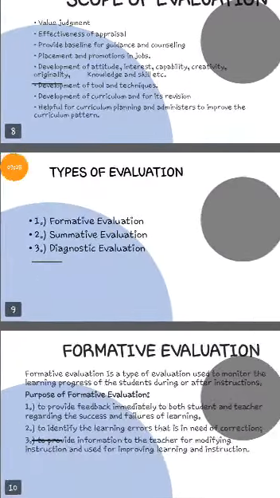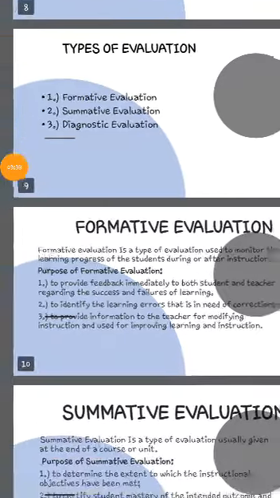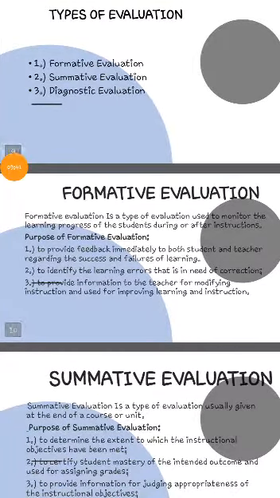Now, types of evaluation. There are three types of evaluation. First one is formative evaluation, second is summative evaluation, third one is diagnostic evaluation. Formative evaluation. Formative evaluation is a type of evaluation used to monitor the learning process of the student during or after instruction. Purpose of formative evaluation.